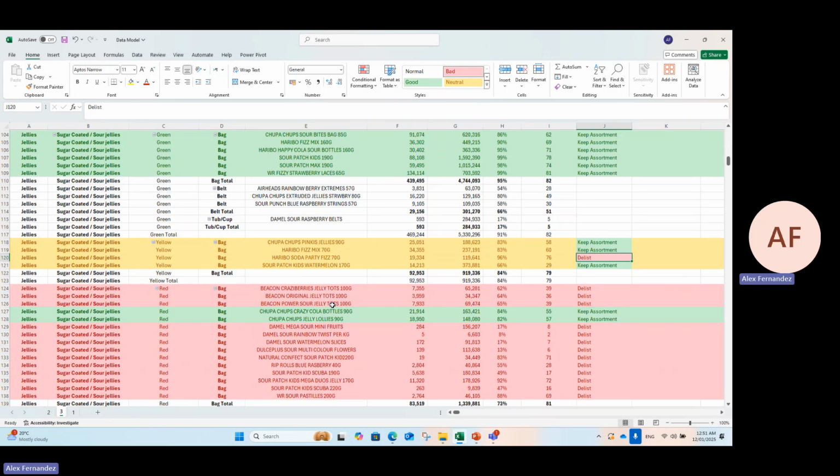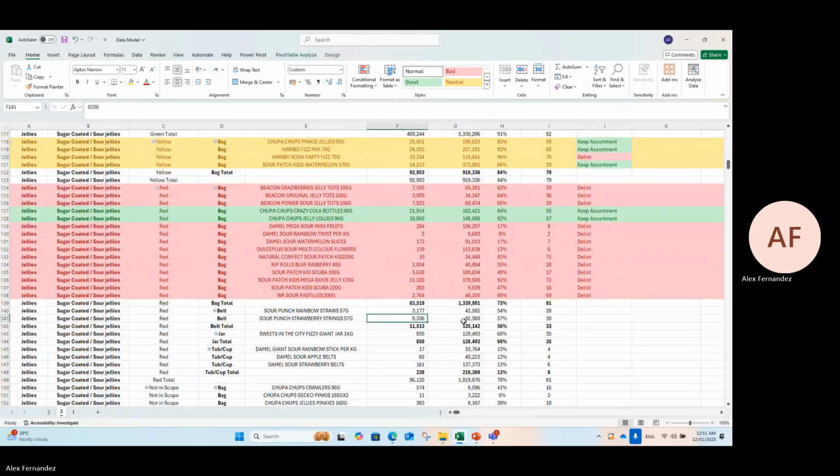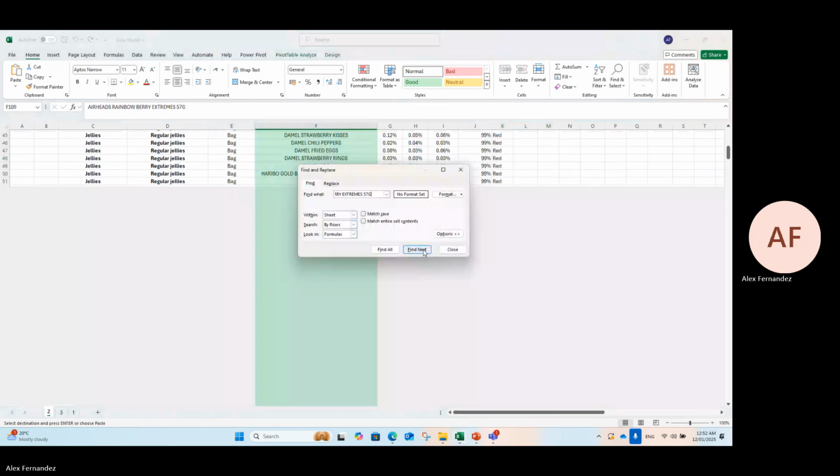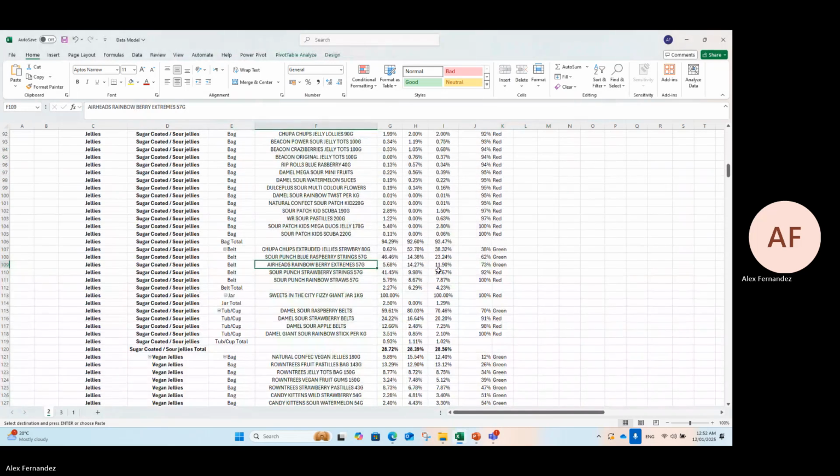Okay, yeah, the belts. 92. This should be good. We keep this one. This one, why is it a green SKU? Let's go here. It's toward the edge of a green SKU. That's why it was considered as green.